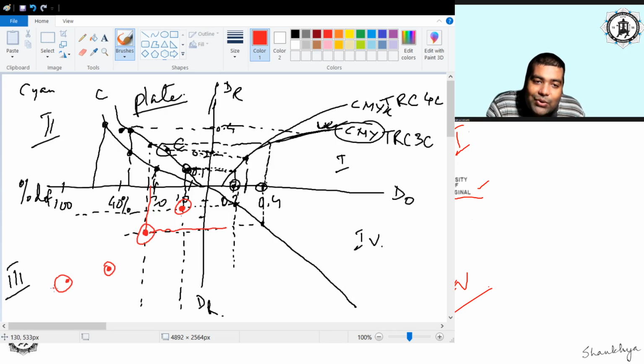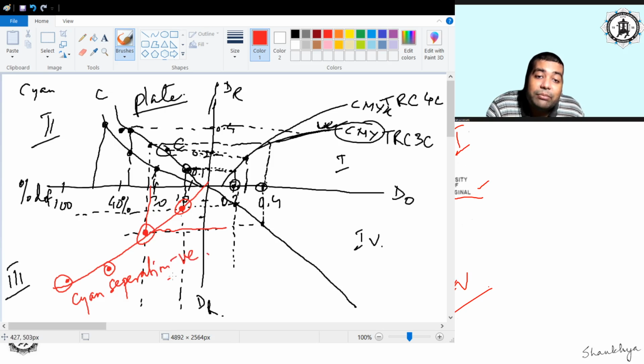Then what you have to do, you have to simply join these points, and you get, although I'm saying cyan, I should have used cyan ink, but I used red ink, doesn't matter, but I get a tone reproduction curve for what? For the ideal cyan separation negative.